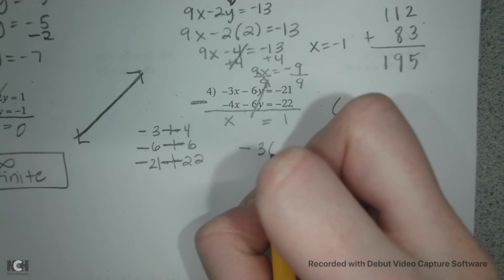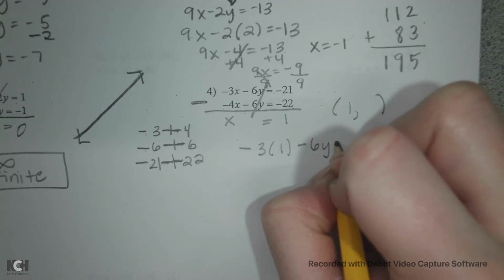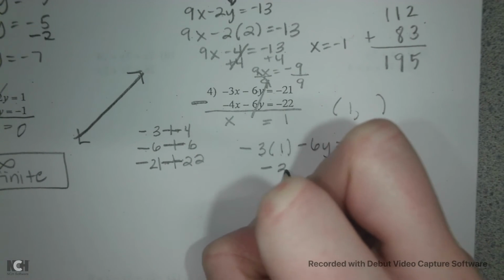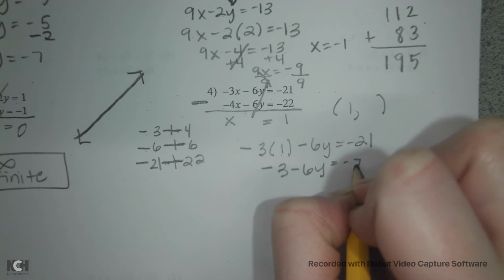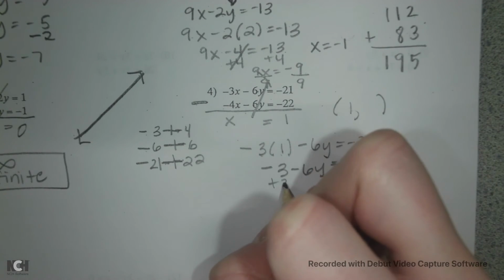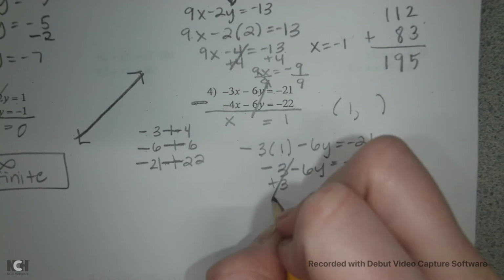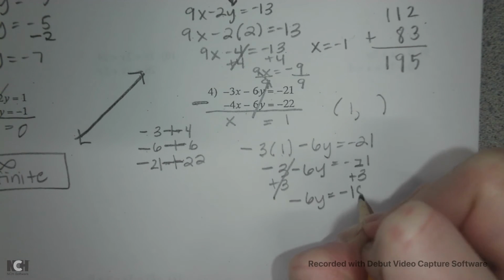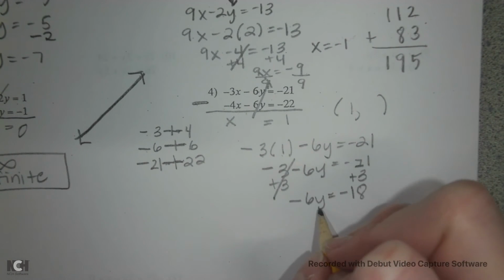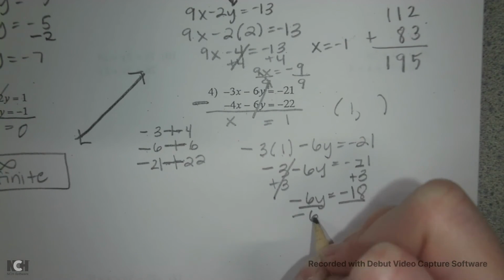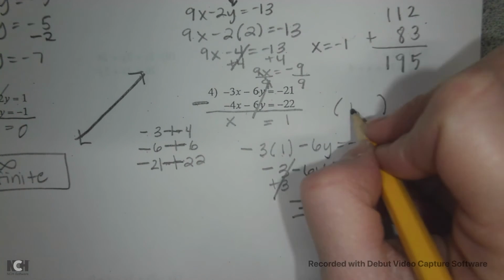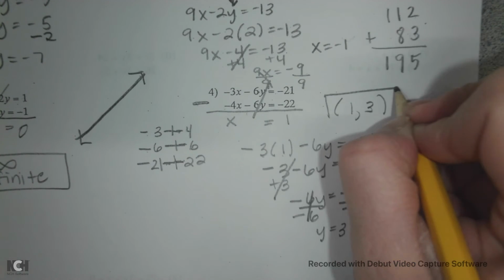So negative 3 times 1 minus 6y equals negative 21. I just picked the top. They both look kind of bananas. Okay, negative 3 times 1 is negative 3, minus 6y equals negative 21. So we're going to add 3 to each side. So negative 6y is equal to negative 18. In order to get the y by itself, we are going to divide each side by negative 6. And y is equal to 3. So my answer is 1 and 3.